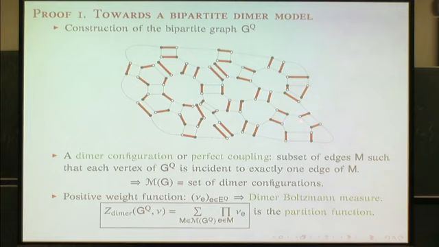So it's quite rigid, so you cannot add any edge, because if you added, for example, an edge here, then this vertex would be incident to two edges, and that's not allowed. And if you remove any, for example this edge, then this vertex would be incident to no edge, and that's also not allowed. Okay, so again, you put positive weights on the edges, and then you have a Boltzmann measure, and the partition function is defined as the sum over all perfect matchings of the weight of a configuration, which is the product over all edges in the configuration of the weight of the edge.